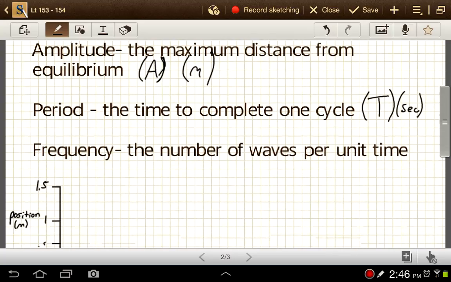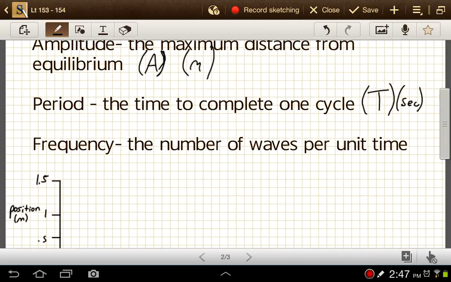And then frequency, the number of waves per unit time, we use a lowercase f for that, and the units here are hertz. And it's worth remembering that frequency and period are inverses of each other. So frequency is 1 over T, and T is 1 over f. So again, that was all stuff that we did with simple harmonic motion, but it's been a little while since then.